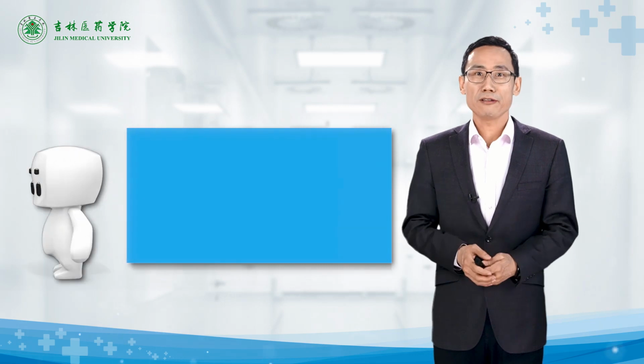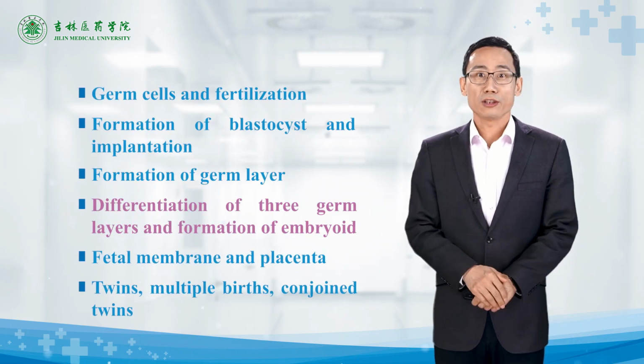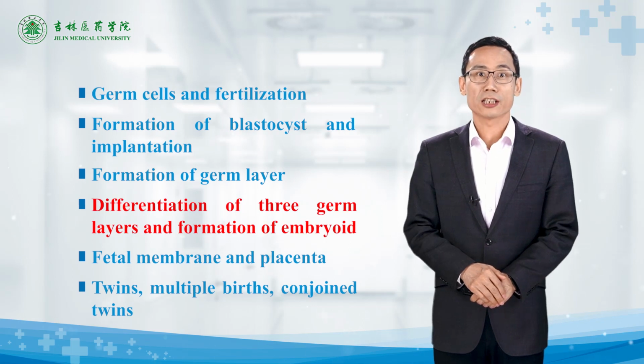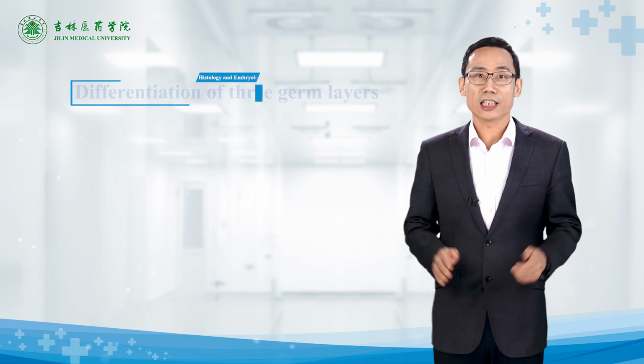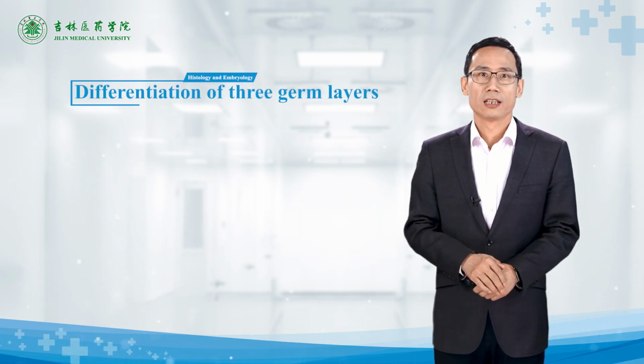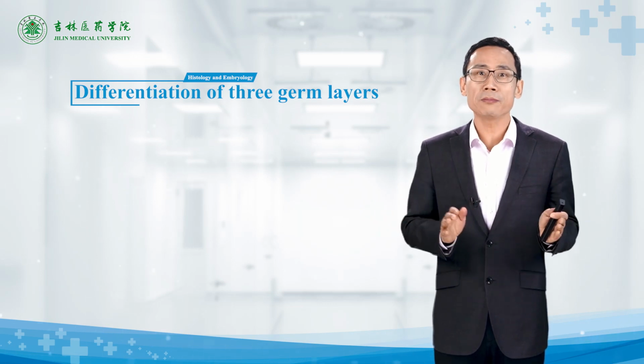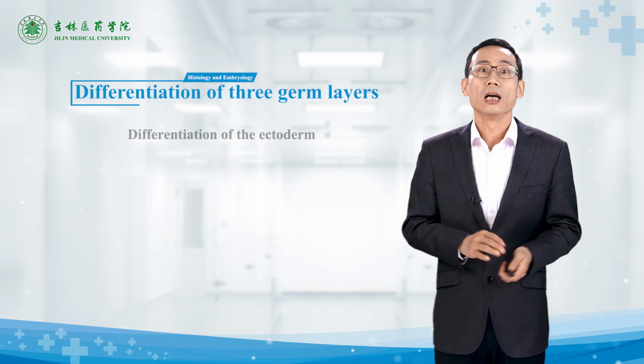Hello! Today we will continue to learn general embryology. Part 4. Differentiation of 3 germ layers and formation of embryonic body. Differentiation of 3 germ layers. During the 4th to 8th week, the 3 germ layers gradually differentiate to form the primordium of various organs.